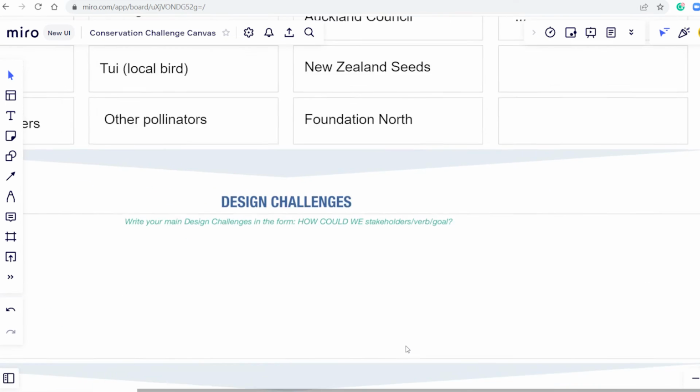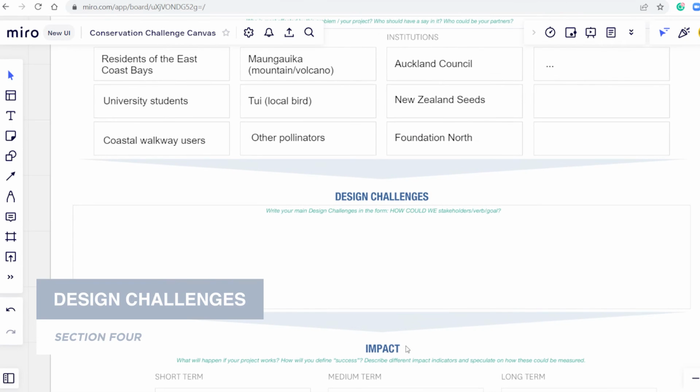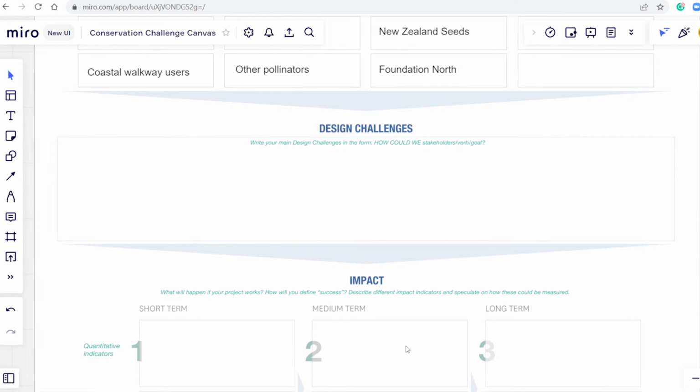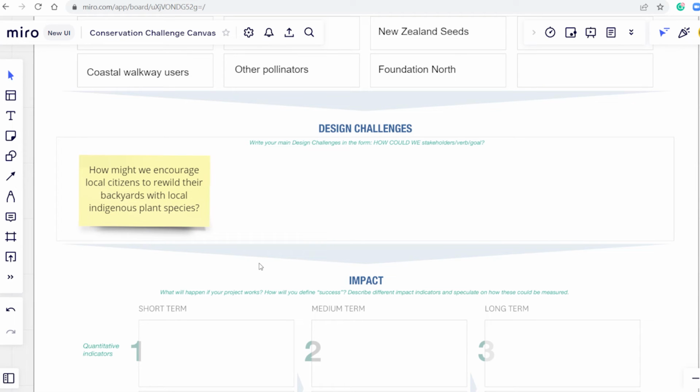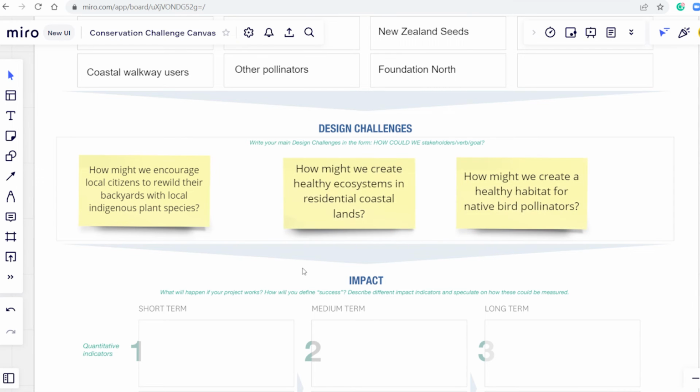Almost there. Let's now identify our design challenges. This is the most important part of the canvas. Here you should write actionable questions that should be positive and clear, and try to be very specific. You can use the how might we formula. For example, how might we encourage local citizens to rewild their backyards with local indigenous plant species? That's specific enough. And in this section, you can have more than one design challenge as well.